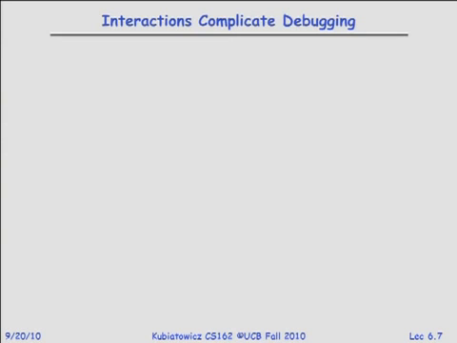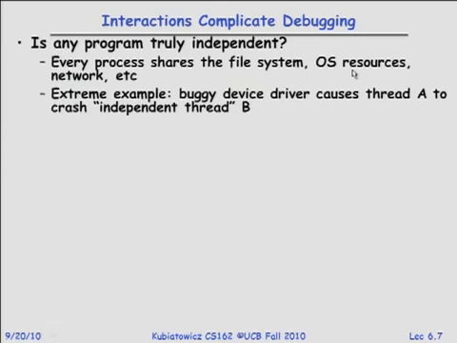Okay, now before we go there entirely, let's talk about this a little more. Is any program truly independent? I was trying to indicate to you that perhaps it's not. File systems are shared, operating system resources are shared. A great example here is a buggy device driver: something that thread A does with that device driver causes B to crash. And this probably happens to you more than you'd like.